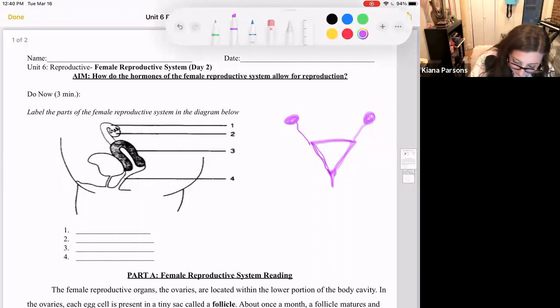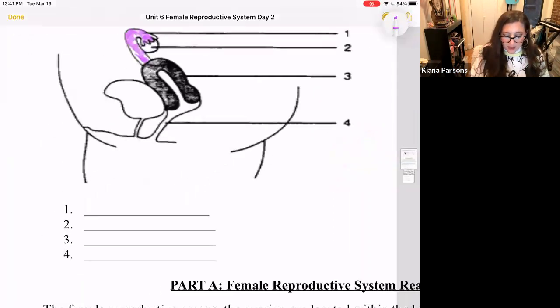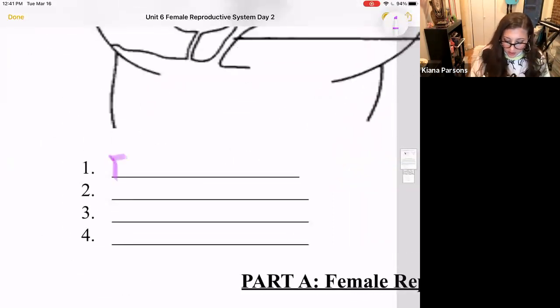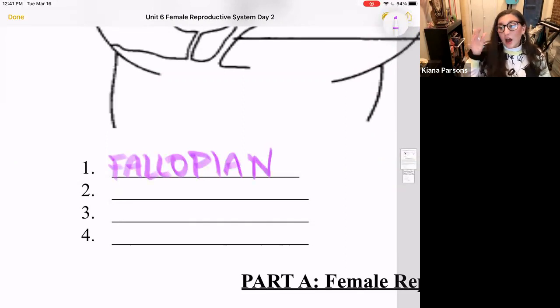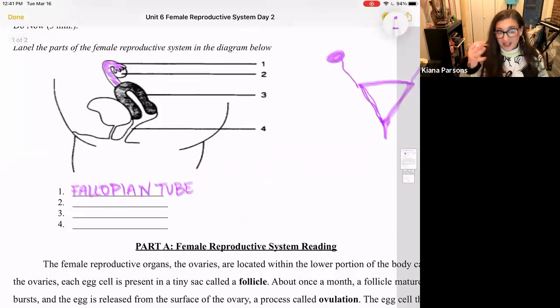Structure number 1. You can see this is a little tube, and it is the fallopian tube. That is the site of fertilization. That carries the egg during ovulation and then transports the egg, either once it's been fertilized or if it hasn't been fertilized for menstruation, into the uterus. So that is the fallopian tube. And there's 2 of them, but in this diagram from this side view, we can only see 1.